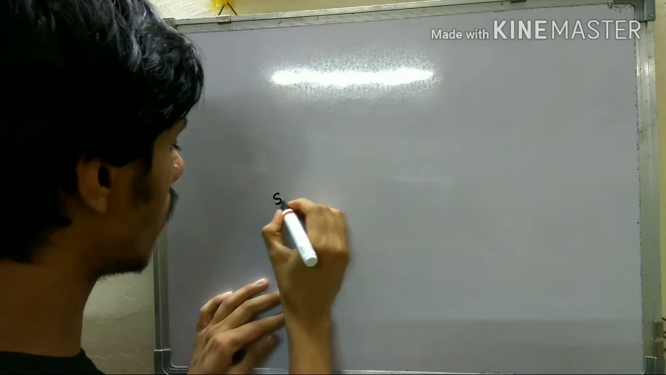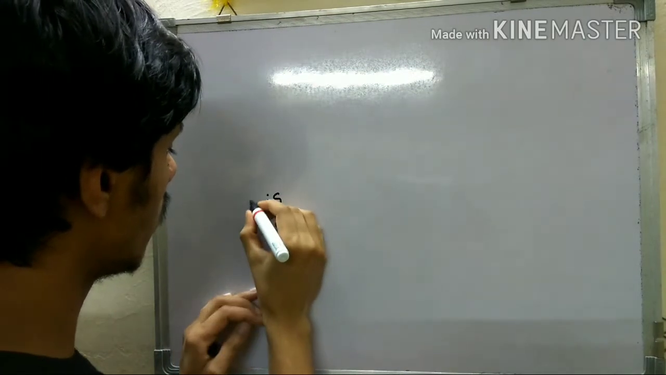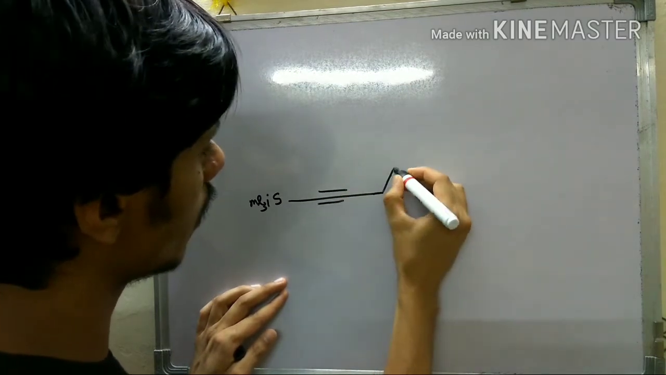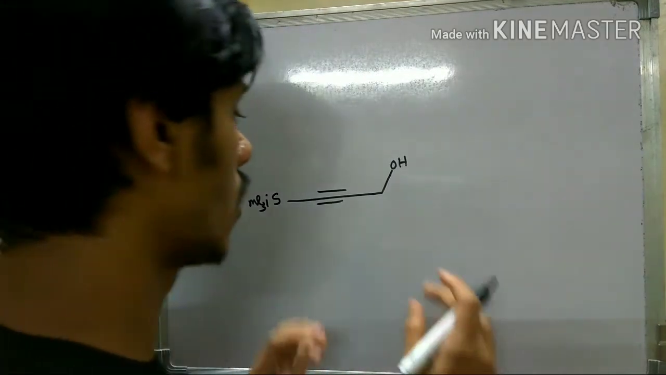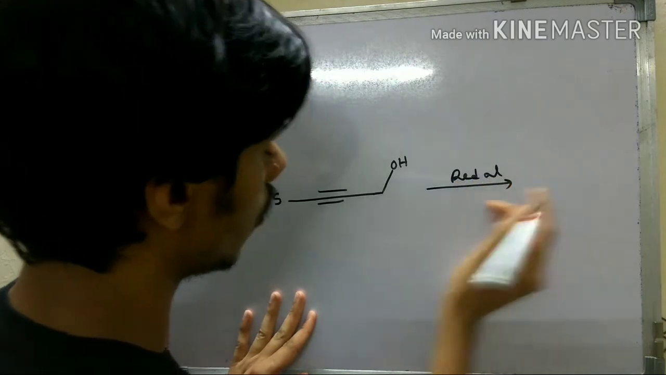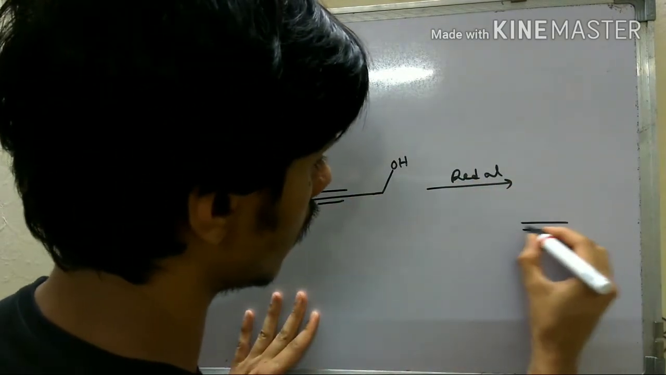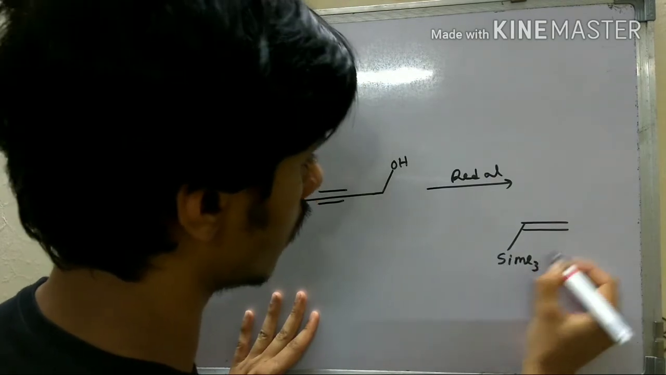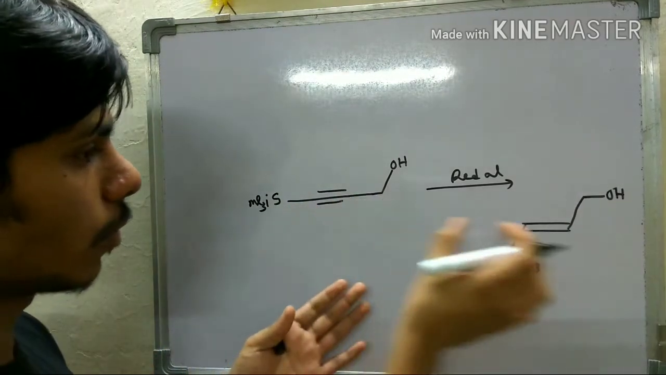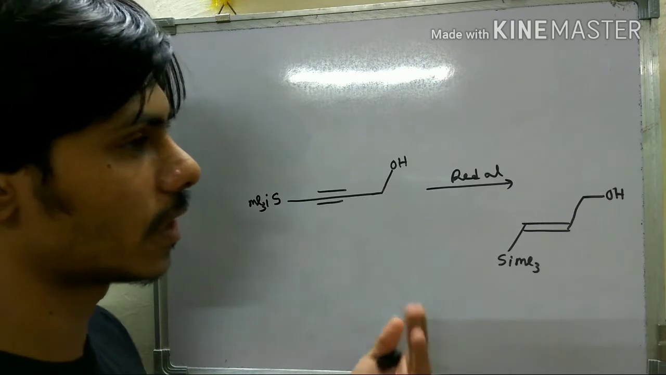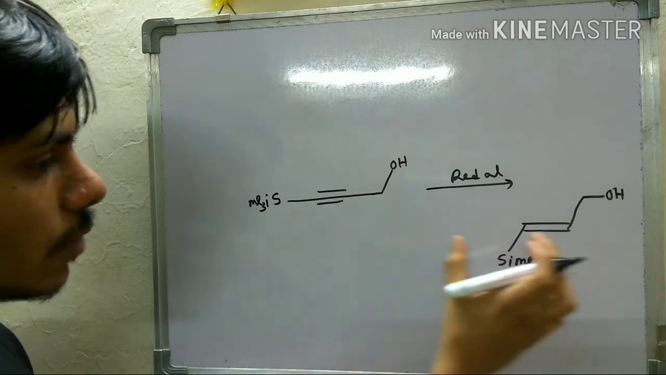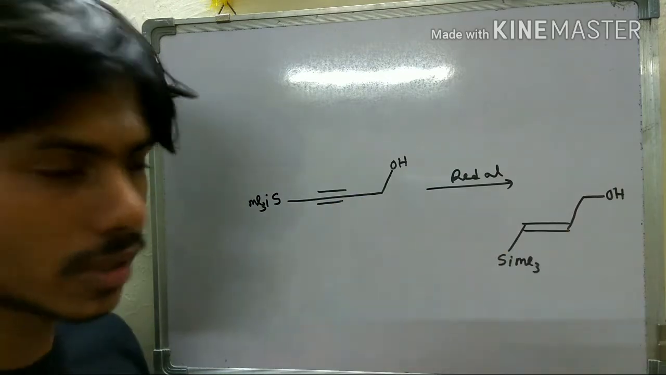Let's say you have an alkyne like this where you have a SiMe3 group, and this is your alkyne. Here you have an OH group. When you react it with this Red-Al, what product will you get? You will get this trans alkene. So regioselectively you can reduce this triple bond to trans. You know that a trans alkene can also be obtained from the Birch reduction, but Red-Al is another reagent which will give you regioselective reduction of the triple bond, that is, the alkyne.